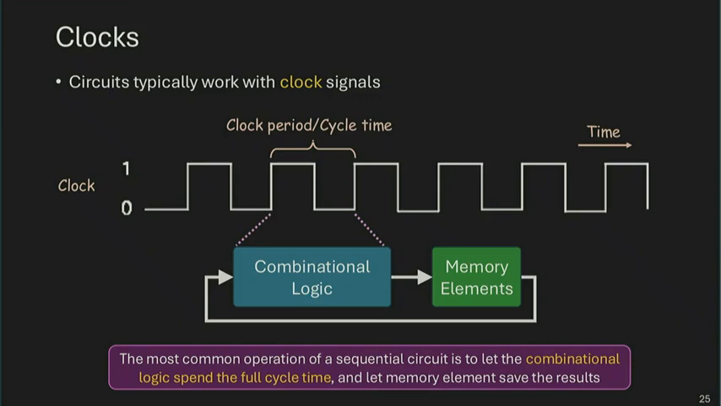And the most common way of running sequential circuit is to spend that full cycle running some combinational logic, and at the end of the cycle, save the result to some of these memory elements. Right? So we want to spend as long as we can to do computation, and at the end of the cycle, we save it. And then we get into the next round, new computation, spend the full cycle, and save the result.